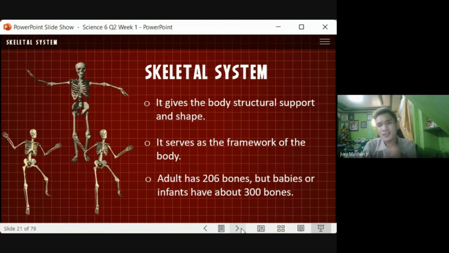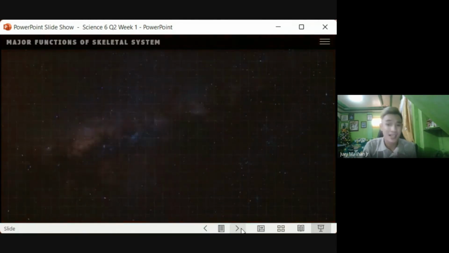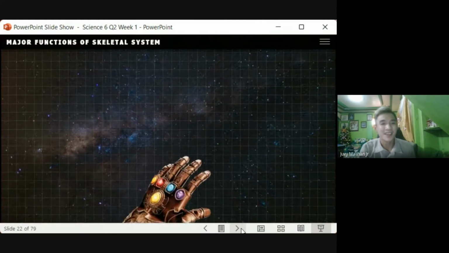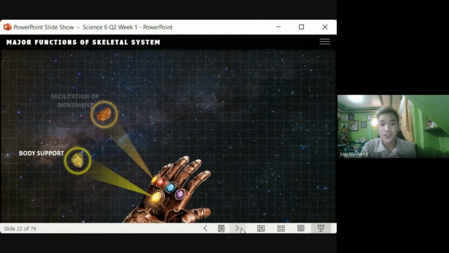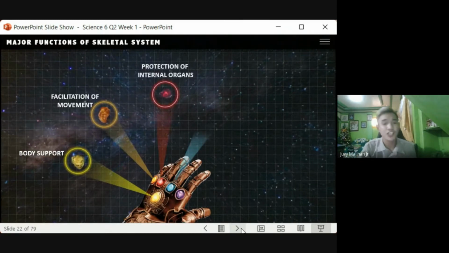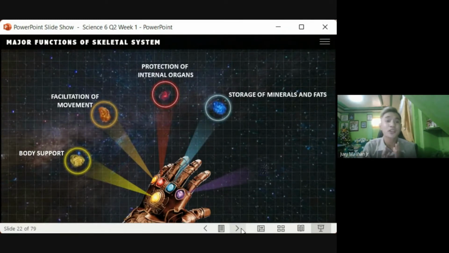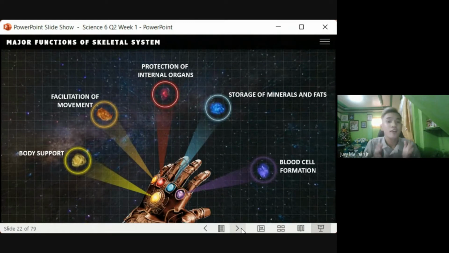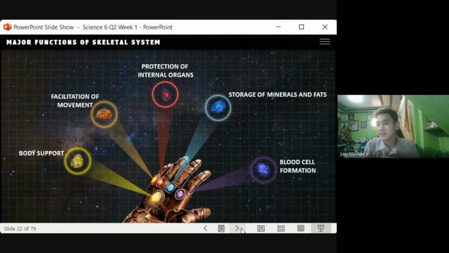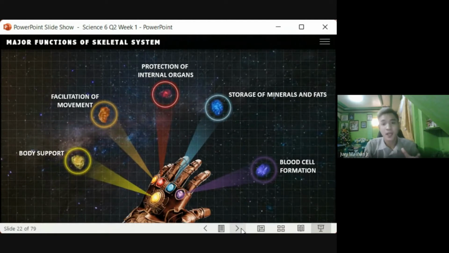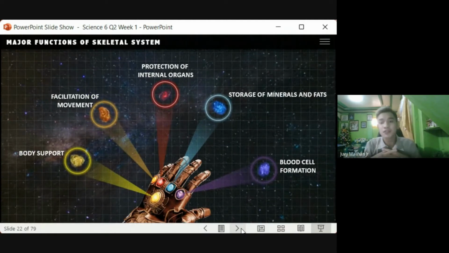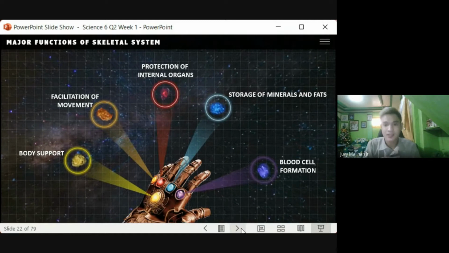Now, what are the functions of the skeletal system? Okay, so we have first the body support, second, facilitation of movement, third, protection of internal organs, fourth, storage of minerals and fats, and the last one, blood cell formation. So these are the major functions of the skeletal system class.